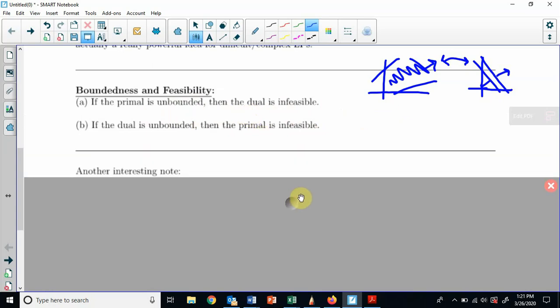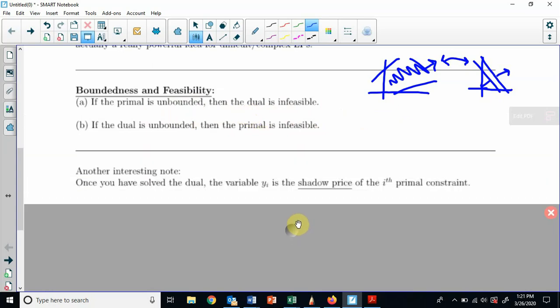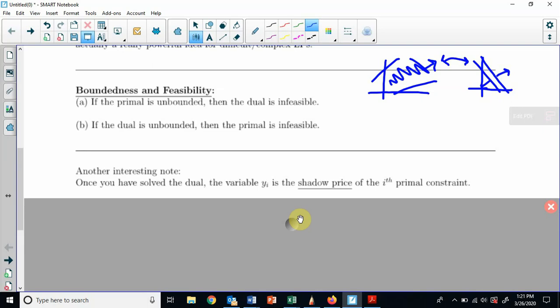Okay. One more interesting note on that. Before we went into this, we spent time on sensitivity analysis. And remember, while doing sensitivity analysis, we talked about shadow pricing. And shadow pricing, remember, was the unit improvement that we would see from each unit increase on a right-hand side for each constraint.